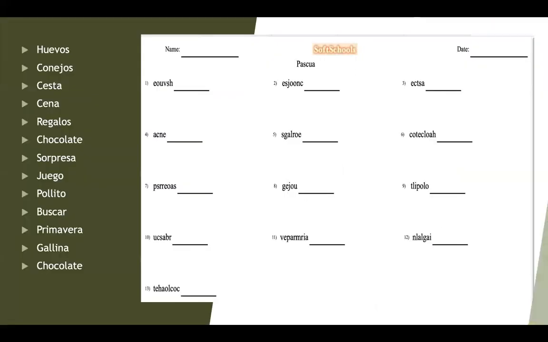So after a few minutes, here's the word bank, the answers. I also realized that I put chocolate down there twice, so hopefully you were able to unscramble it twice. And if you weren't able to unscramble all the words, that's okay. The answers are right here, and hopefully you get a better understanding of what we're trying to accomplish here.